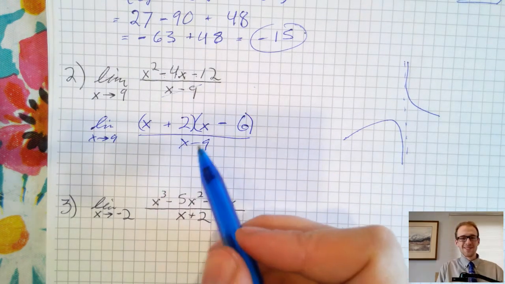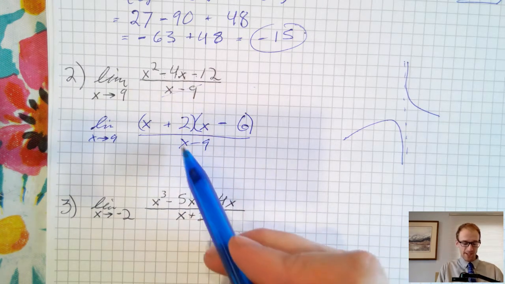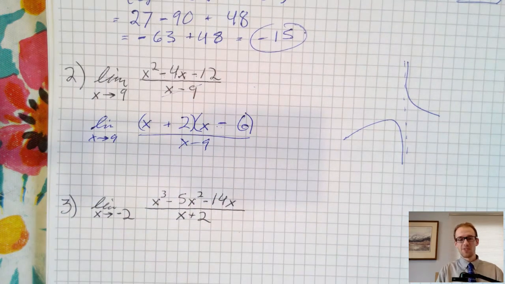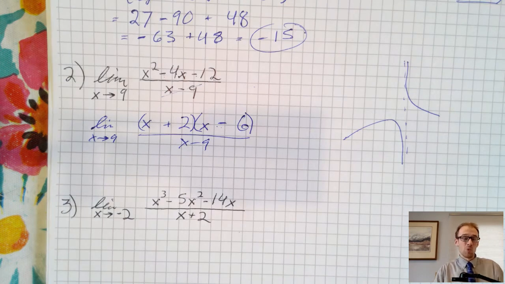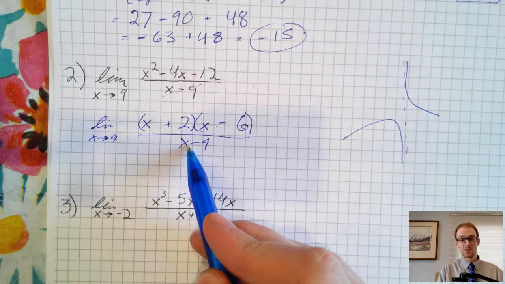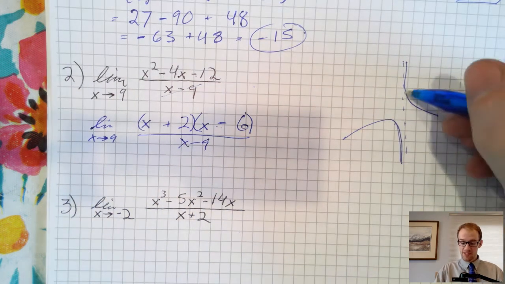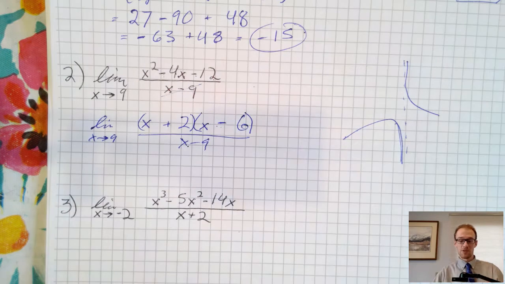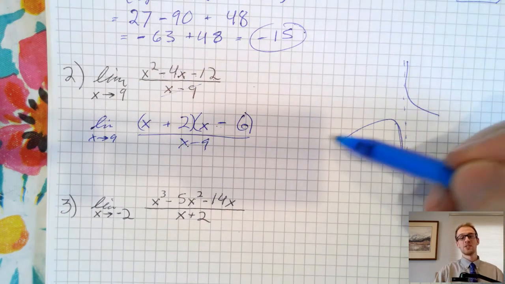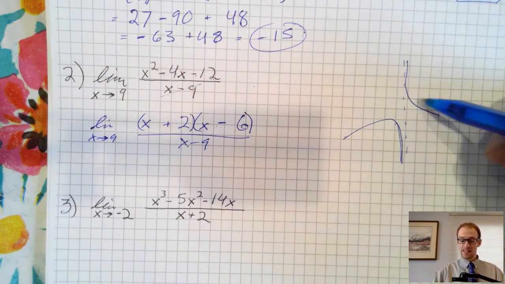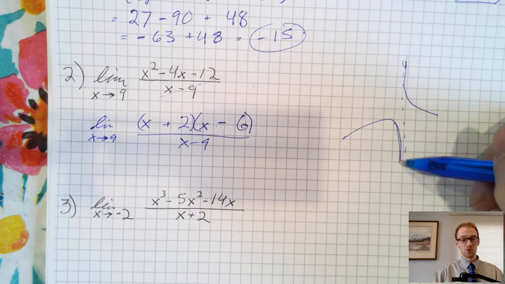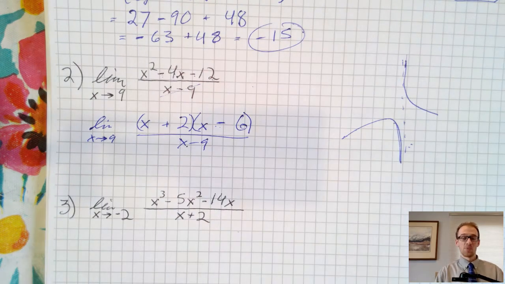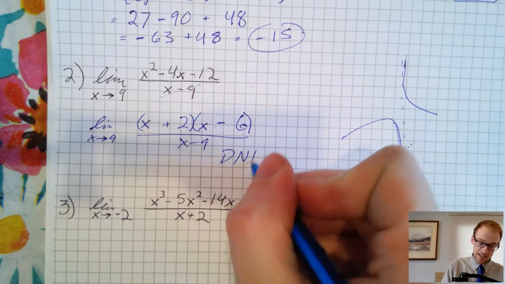And this is completely factored, and neither of my numerator factors will cancel with my denominator factor. So we're done. We can't evaluate this limit without getting an undefined result. And when we look at our graph, it's consistent because our graph doesn't show a limit. One side's shooting off to positive infinity, the other side shooting off to negative infinity. These sides of the graph don't agree at 9. So we can say that this does not exist. DNE. Okay.